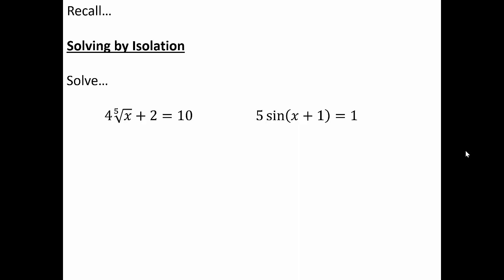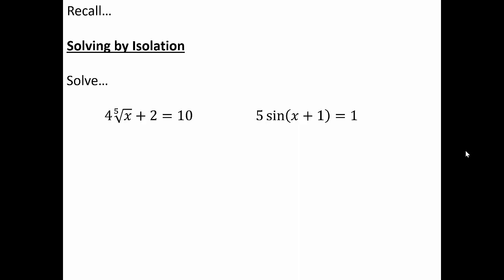Evaluating is when you plug something in and figure out what the output is. Solving is when the output is known and you're trying to figure out what the input was. So here we're solving because, for instance, on that first question, the output is 10. I want to know what x, the input, would have been to produce an output of 10. But then when it comes to solving, there's different types of solving.